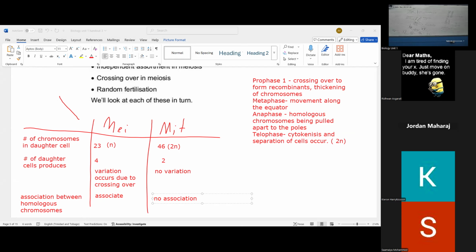So when you compare them, you're not only talking about the end products, meaning the amount of cells and chromosome number of cells, but you're also talking about the actual process, which is different.